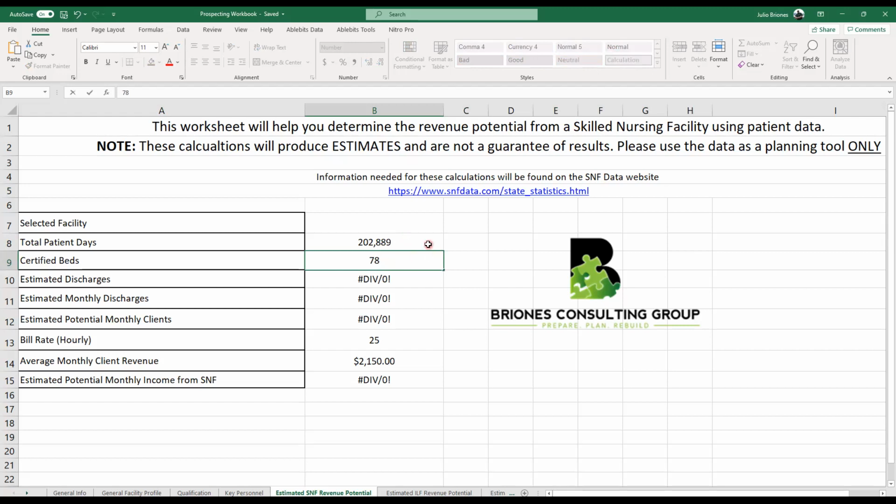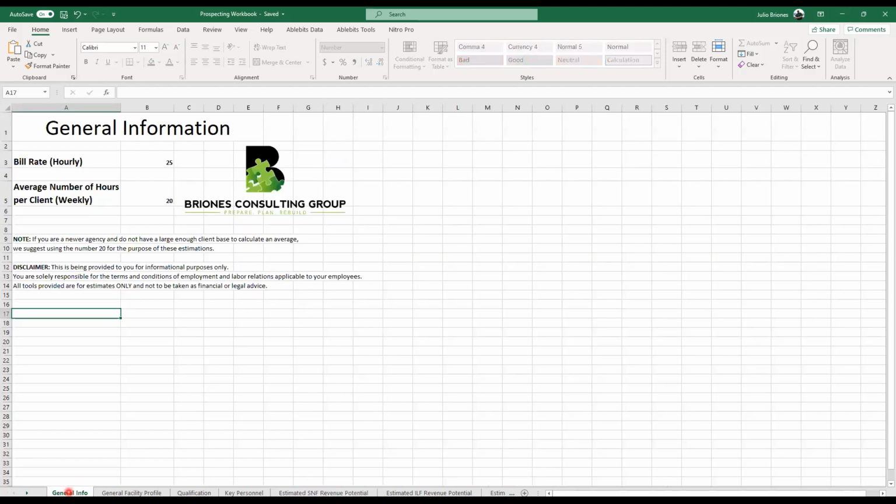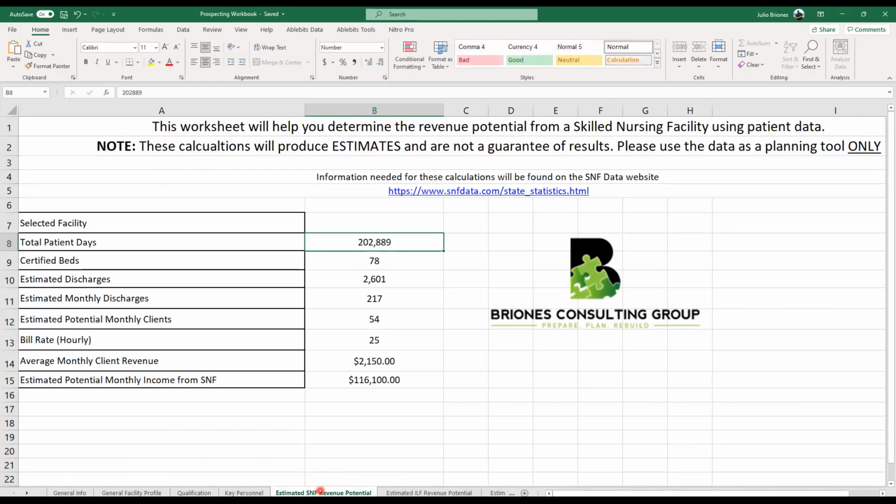Inputting this data will allow this worksheet to produce some calculations for you, which will show you that the potential discharges based on the data that was input is 54 clients at a bill rate of $25 per hour. This facility will produce an average of $2,150 per client that you can sign, based on the input that we used in the beginning: $25 per hour with 20 hours per client. And this has a maximum potential estimate of monthly income of $116,000.